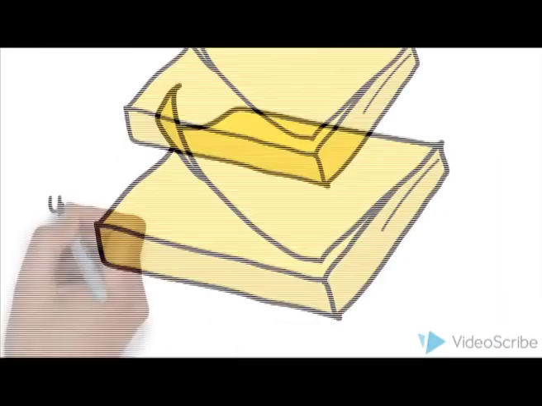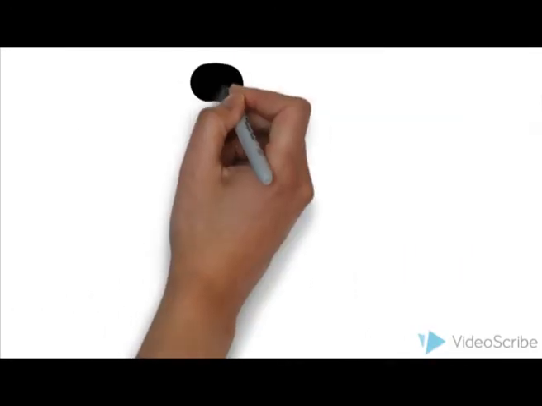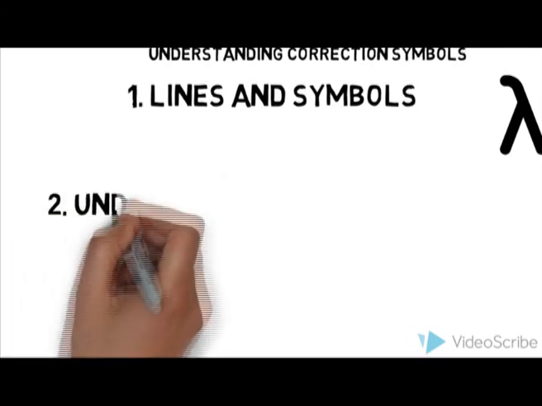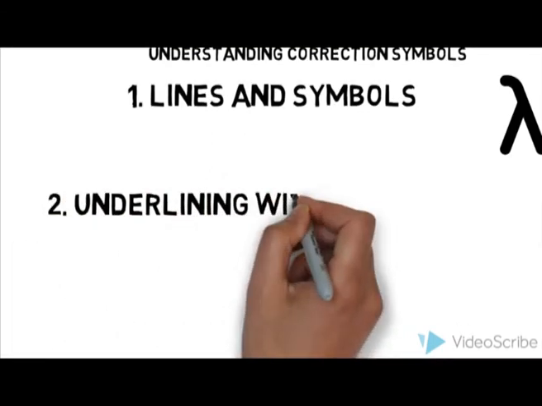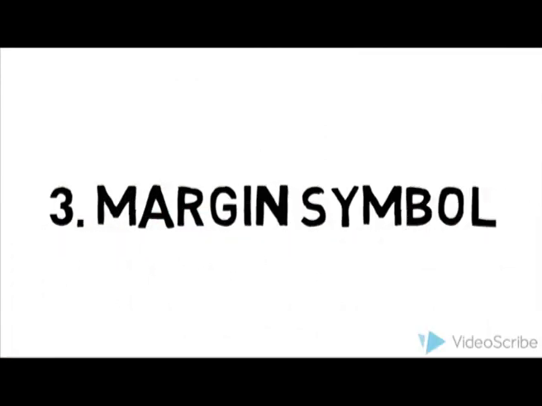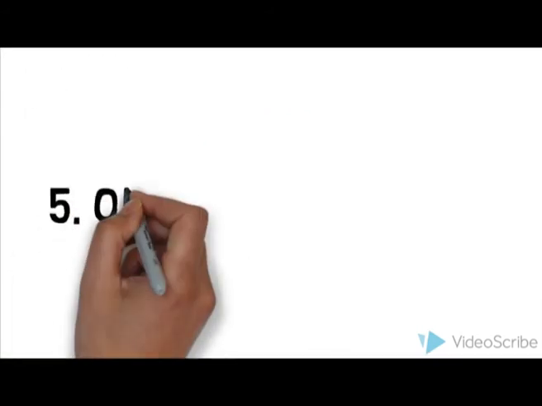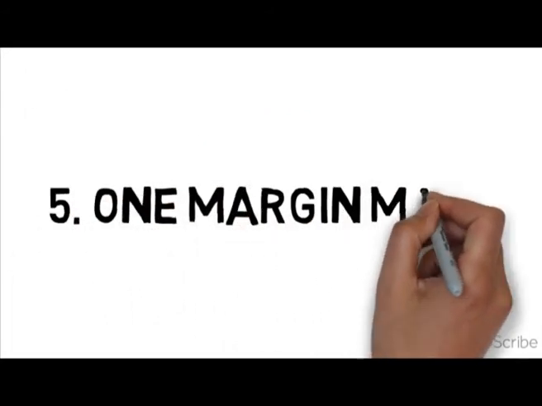Understanding correction symbols, lines and symbols. In this, we let students know which mistake they have made and where. Underline with no symbol. We underline the mistake but put no symbol. Margin symbol. We put a margin and a symbol. Margin marks. We put marks in the margin. One margin mark. At the end of the sentence, we put one margin mark.